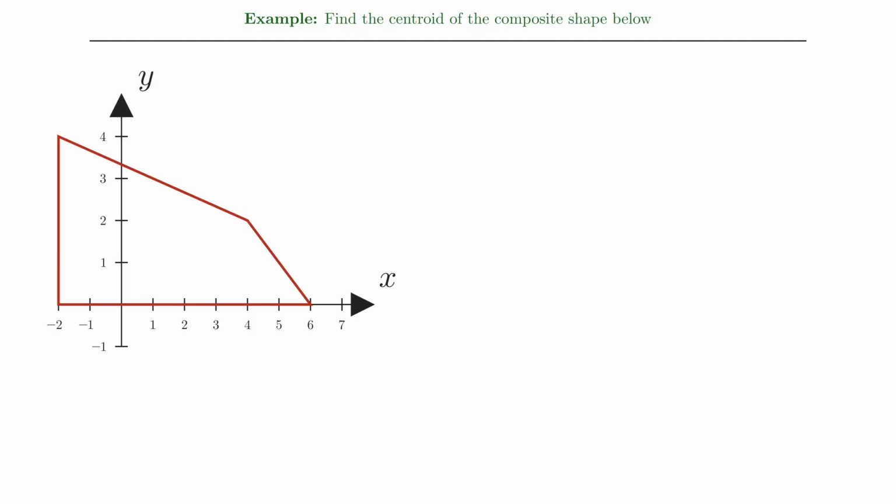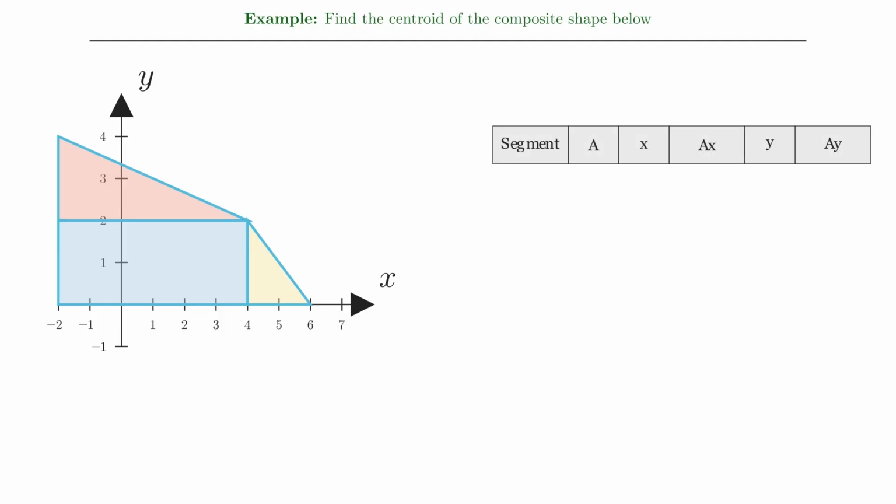So to make this manageable, we're going to split the shape into two triangles and a rectangle. Each of these individual shapes has a known centroid. So the key idea is that we find the centroid of each of these individual shapes, and then we take a weighted average using their areas. To organise everything, we're going to put this into a table.